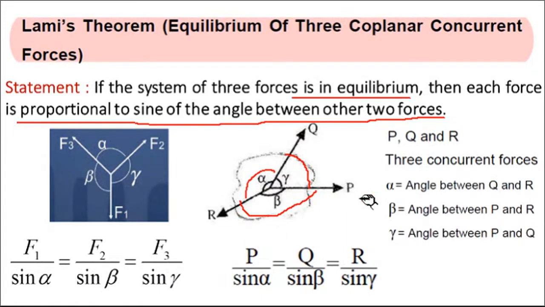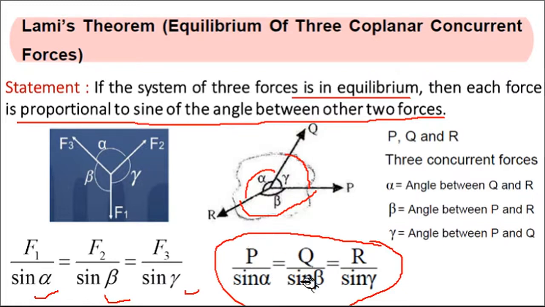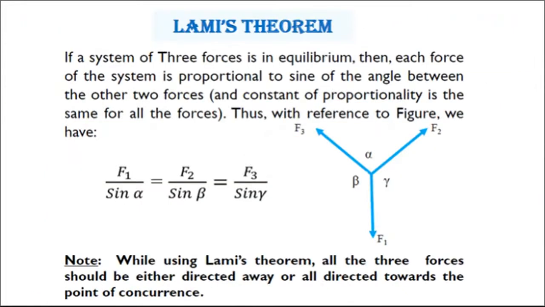Or sometimes instead of P, Q, R, forces may be given as F1, F2, F3. Then you can write F1 upon sine alpha, F2 upon sine beta and F3 upon sine gamma. Or when forces are given, suppose 10, 20, 30, we can write these actual values and their actual angles: 10 upon sine 30, 20 upon sine 50 and 30 upon sine 60, and then this equation is in solvable form. So you just take any two terms and cross multiply, and you can solve that.